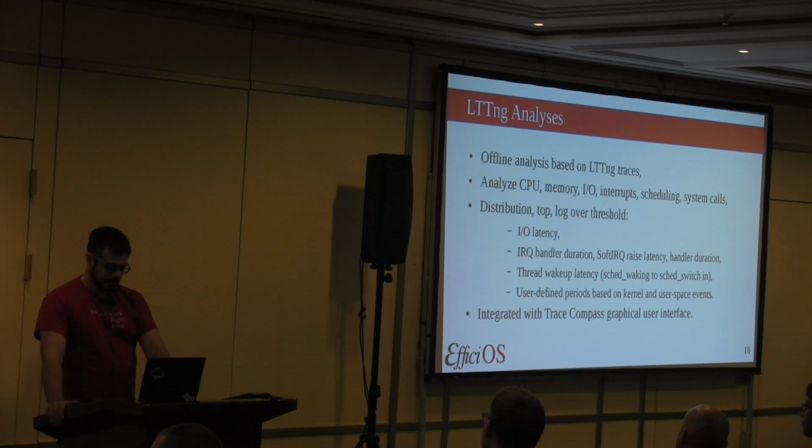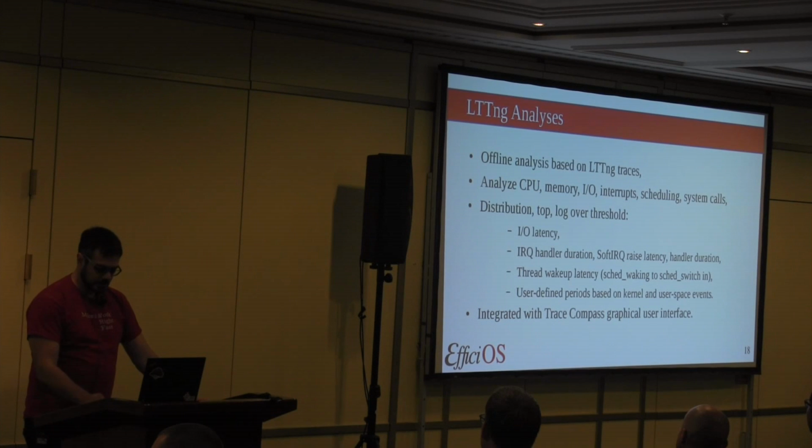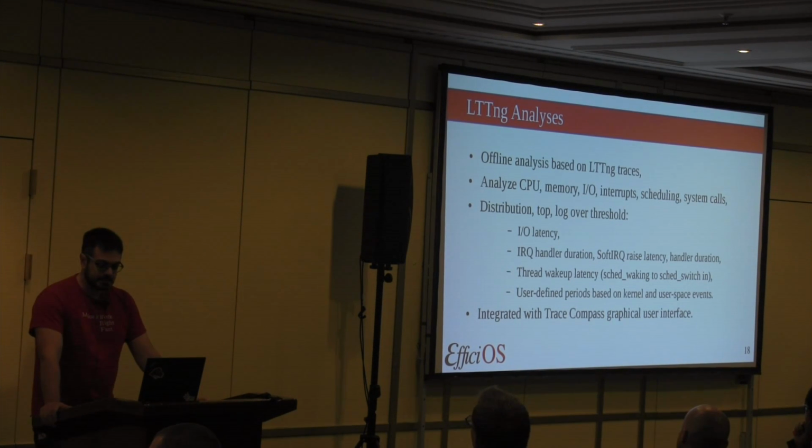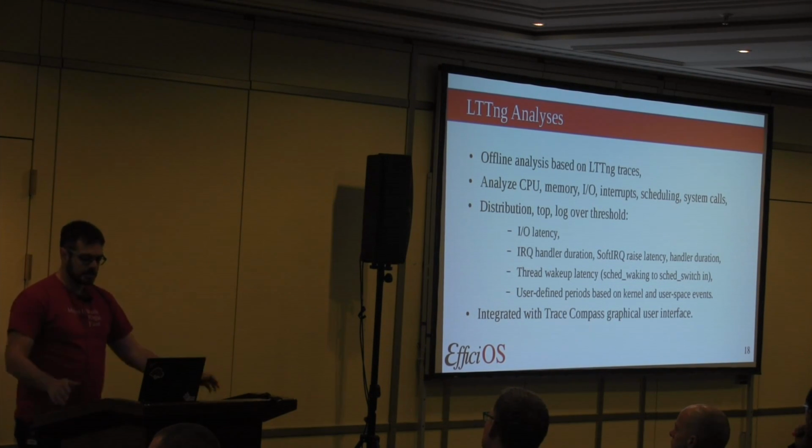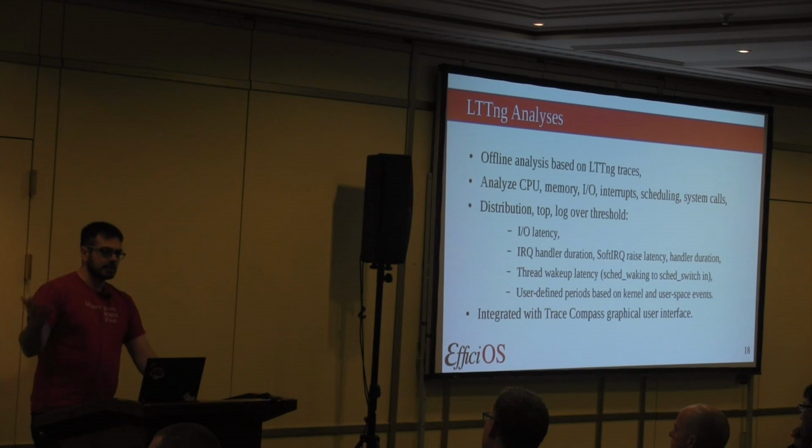So the ones I did not list are thread wake-up latency, from sched waiting to sched switching, and the nice recent addition, which is the ability to have user-defined periods based on kernel and user space events. Basically, you can define whatever periods you want in a nested fashion, and it's going to give you aggregated statistics on those periods. I could do a whole talk just on that, but have a look.